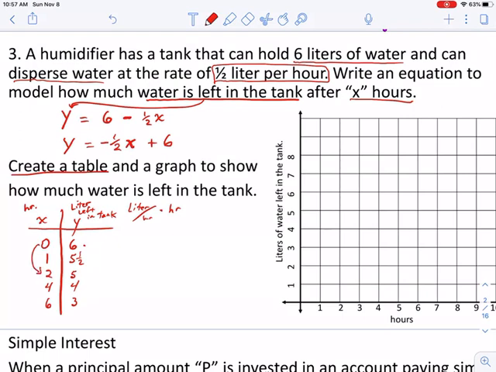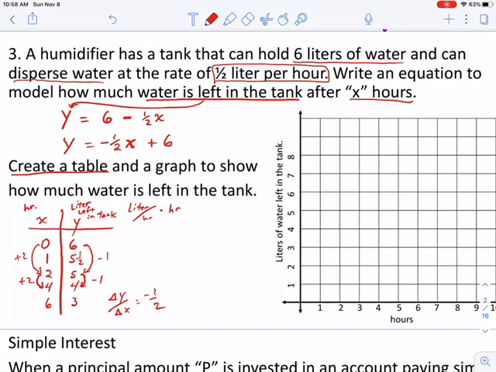When I go from 0 to 2, I increased by 2 hours, and I went down by 1. See, the change in Y over the change in X is negative 1/2. That's our slope. So if I go down 1 more, well, actually up 2 more hours, plus 2, and down 1. Okay, and the same pattern continues.